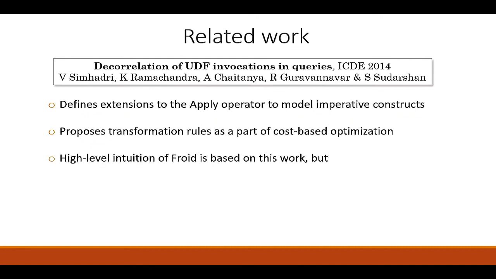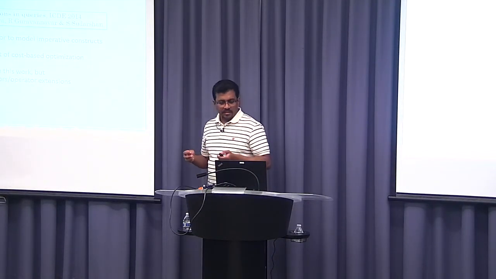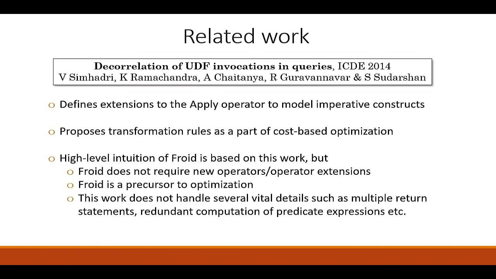The intuition of Froid is based on this work, but there are some differences. In Froid we don't want to introduce new operators. We just directly map imperative programs into already existing relational operators. And this work, as I mentioned, was designed to be part of a cost-based optimizer, whereas Froid is designed to be a precursor to optimization. And there are some other details which are not handled in that work, which Froid covers.